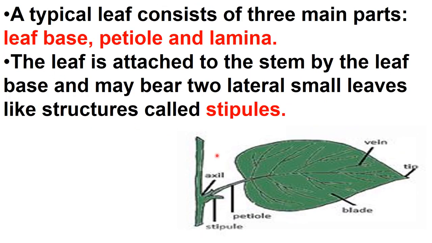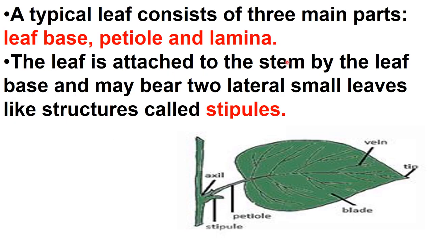Now next, a typical leaf consists of three main parts: leaf base, petiole and lamina. See here in the diagram, this part from where the leaf is attached to the node is called leaf base. The stalk-like structure just above the leaf base is called petiole. And this complete flattened part is called lamina, or leaf blade. So lamina, petiole, and here leaf base.